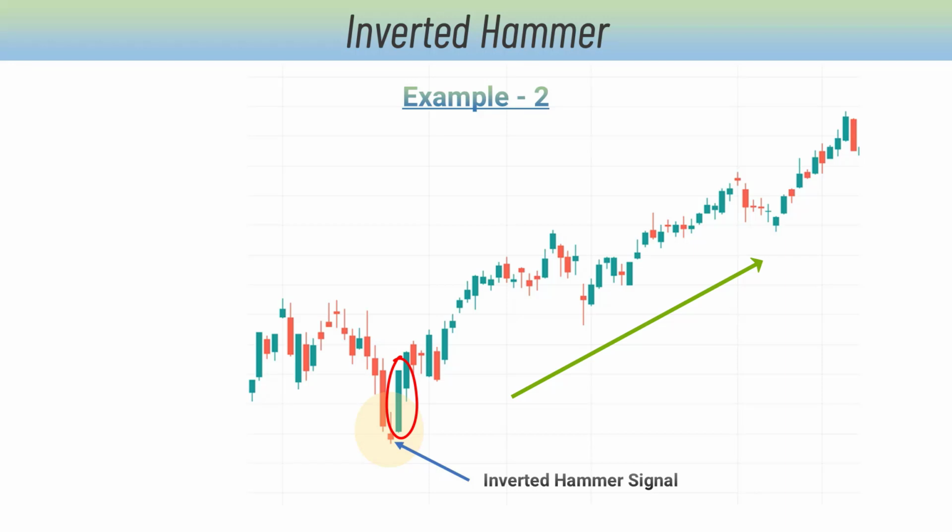So this is the inverted hammer signal, which acts as a bullish signal, and we are done for today.